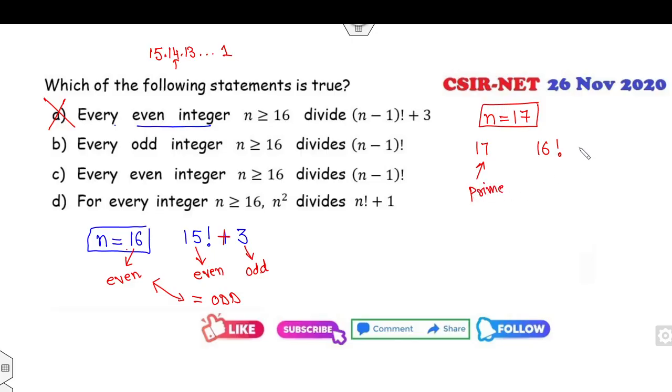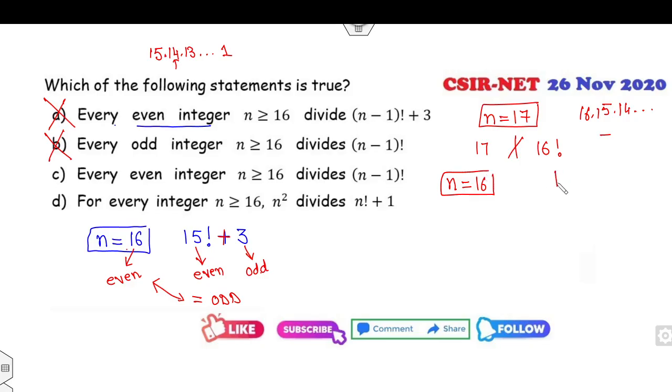Fine. So clearly it says 16, 15, 14. It is not divisible by 17, so this option is also cancelled out. Look at the third option. Every even number. I can choose n as 16.